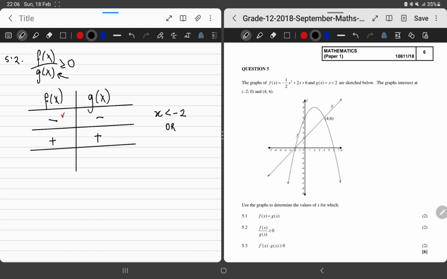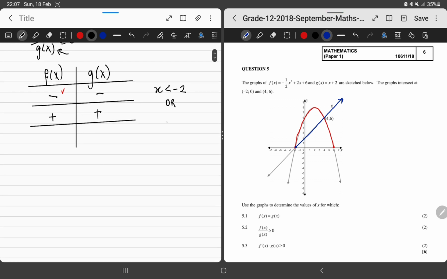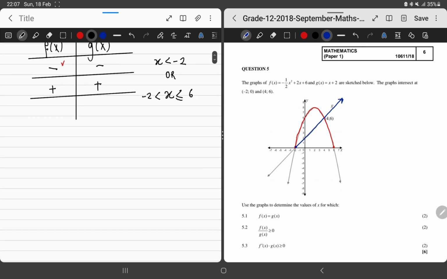Or we are looking at the second scenario. f of x should be positive. f of x is above the x-axis between those two points. And then g of x is above the x-axis from there to the right. Okay, so our x should lie between 6 and negative 2. We said that we cannot include the negative 2 because there the y value is equal to 0, so g of x will be equal to 0. But on this side, f of x is equal to 0. Since it is the numerator, we are going to include the negative 6. I hope this makes sense.